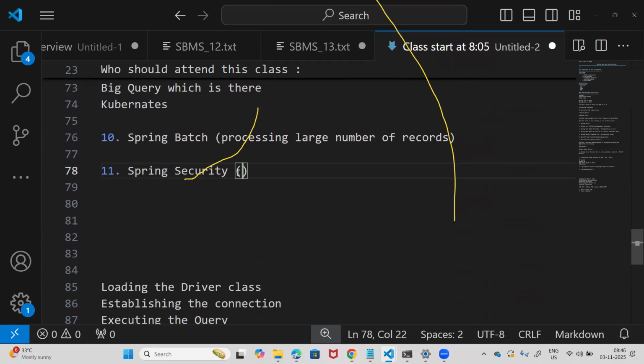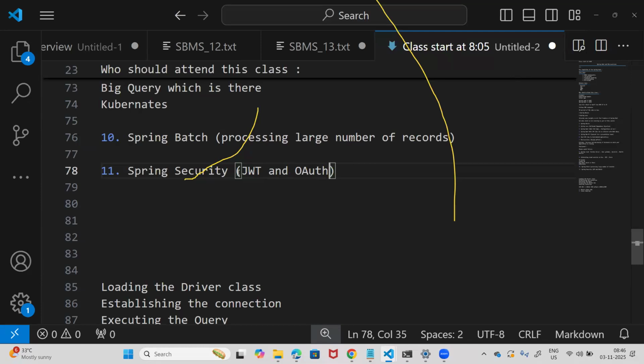OAuth and JWT, sir. Yes, JWT, guys, and OAuth. JWT and OAuth, guys. These two are mandatory. If they are asking, see, there are totally 6 to 7 authentication procedures, guys. Out of the 6 to 7, these two are mandatory.